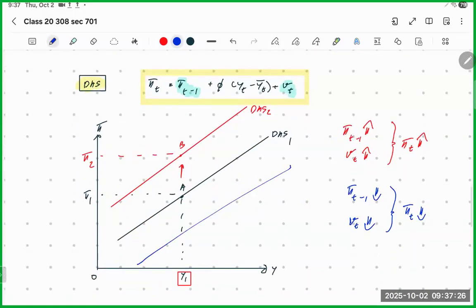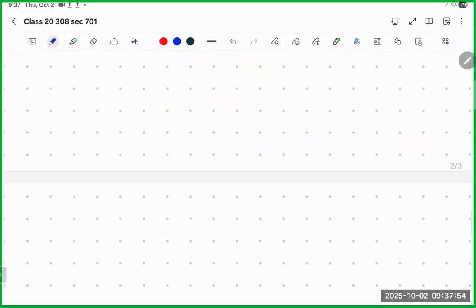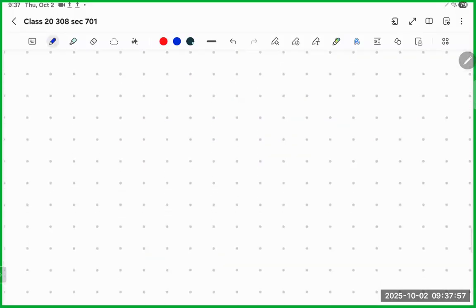So in this case, dynamic aggregate supply shifts down from A to C. Inflation goes down from pi 1 to pi 3. Like this. So this is a case of shifting the dynamic aggregate supply curve. Okay, done with the dynamic aggregate supply. It's all done. Then we move to the next page.